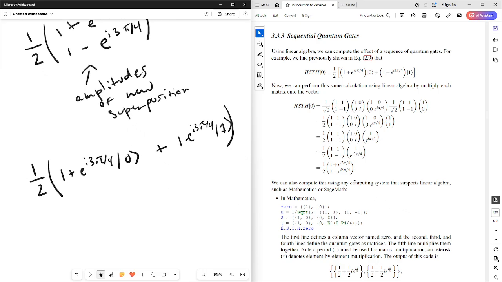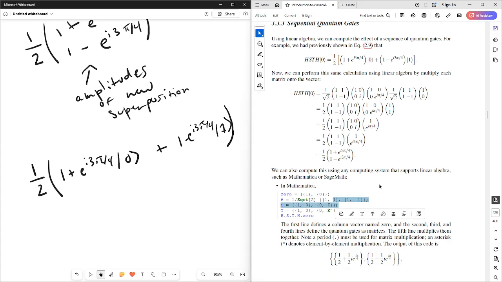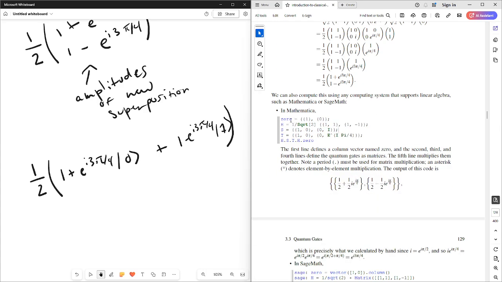Perfect. So we start from the right, and we just apply those matrix vector multiplications until we reach the left side. We're not using Mathematica, thank God.